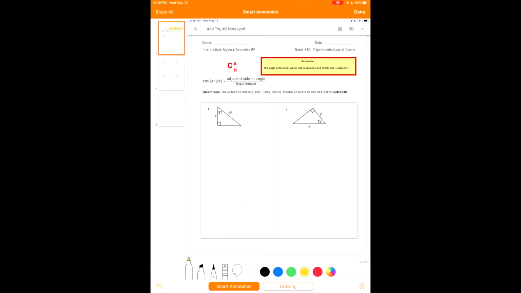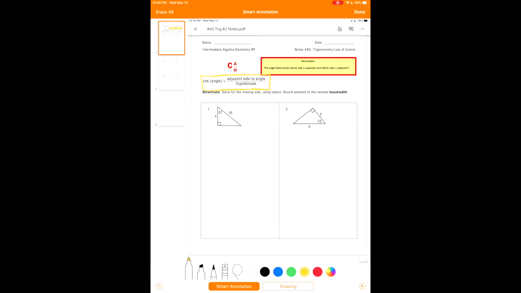Hey guys, today we're going to talk about cosine. So if you look at the top of the notes, it says CAH, which means cosine equals adjacent over hypotenuse. It also tells you to remember to use the angle to determine which side is opposite and which side is adjacent. And then cosine of your angle equals adjacent side to angle over hypotenuse. So this is the key formula here that we're going to use today.